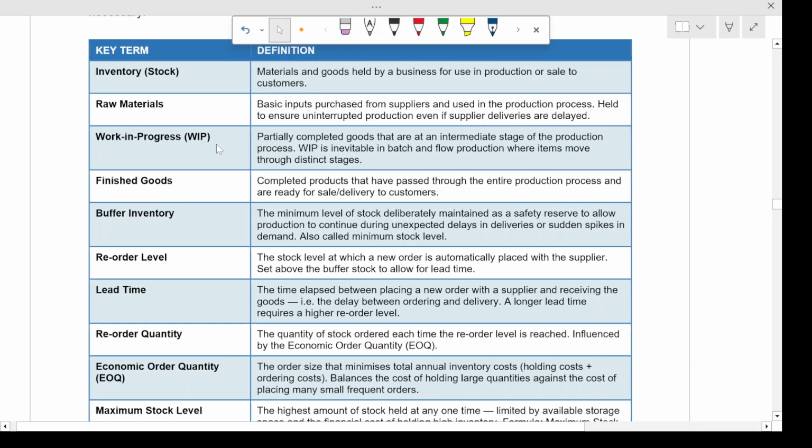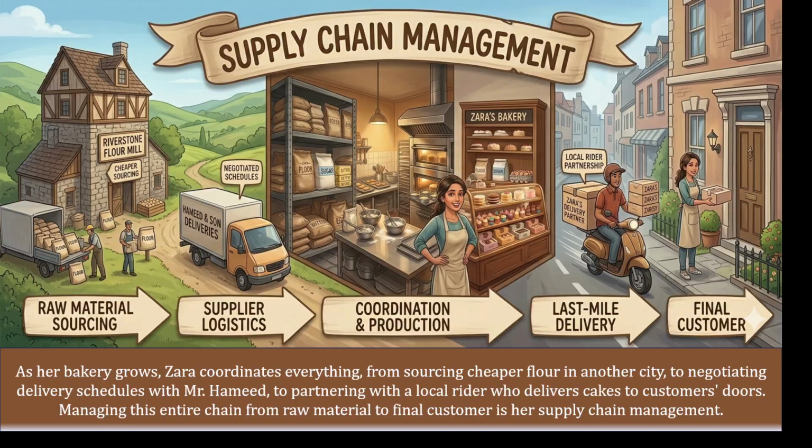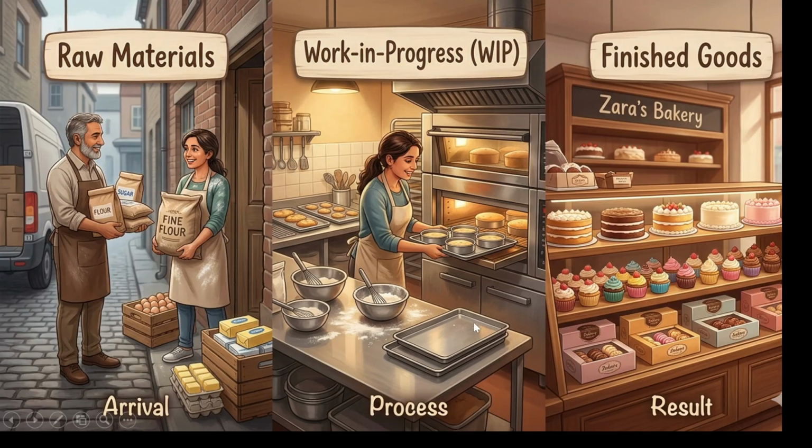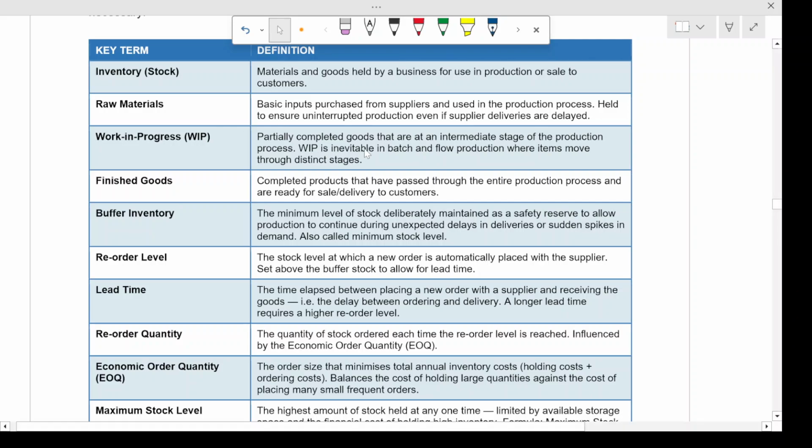All right. Then the work in progress, which was shown here, the half finished cakes, partially completed goods that are at an intermediate stage of the production process. Work in progress, or WIP, is inevitable in batch and flow production, which we discussed in our previous lecture, where items move through distinct stages. You have to complete part of one thing until you move on to the next one. So you will always have work in progress.